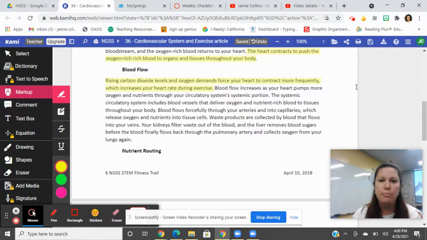exercise. Blood flow increases as your heart pumps more oxygen and nutrients through your circulatory system, systemic portion. The systemic circulatory system includes blood vessels that deliver oxygen and nutrient-rich blood to tissues throughout your body. Blood flows forcefully through your arteries and into capillaries, which release oxygen and nutrients into tissue cells. Waste products are collected by blood that flows into your veins. Your kidneys filter waste out of the blood, and the liver removes blood sugars before the blood finally flows back through the pulmonary artery and collects oxygen from your lungs again. So it's kind of like the system and how it all works.